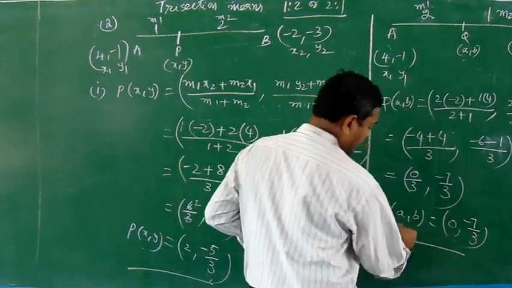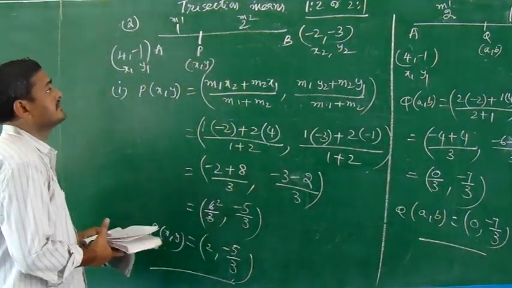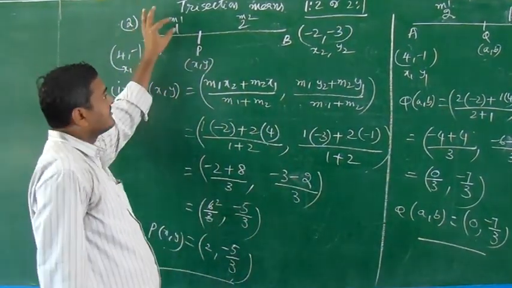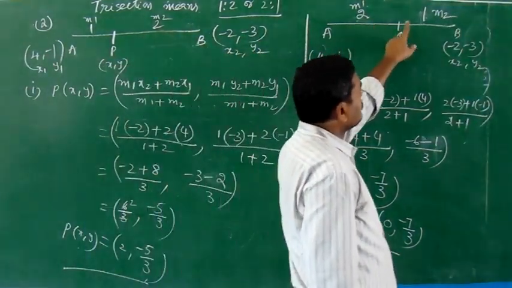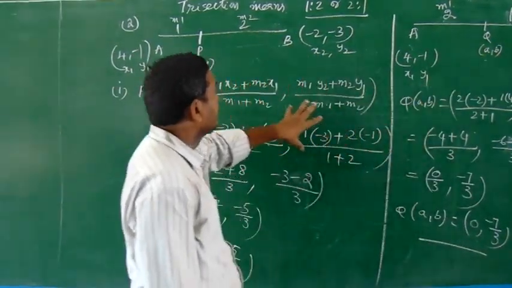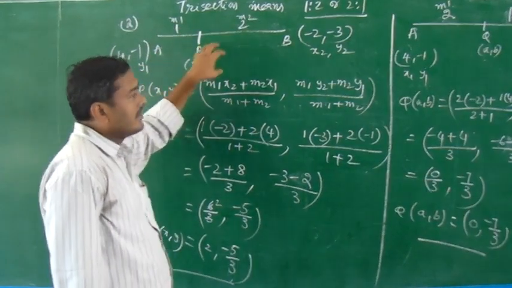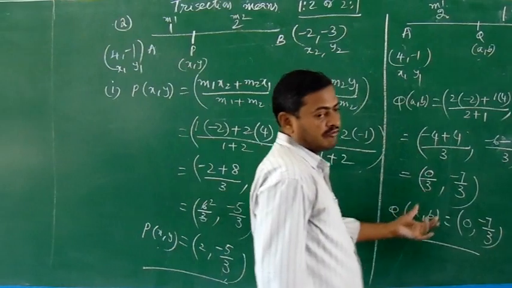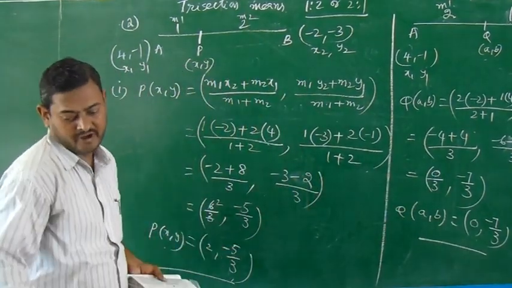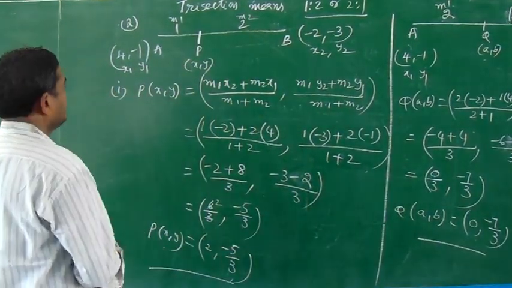This is the two cases of trisection. Trisection means 1 is to 2 and 2 is to 1. Two cases we have to find. That means P(x, y) and Q, another point, in the ratio 2 is to 1. Two cases we have to find. This is the second sum.